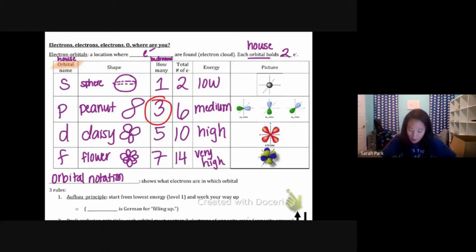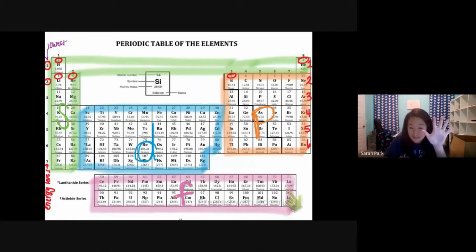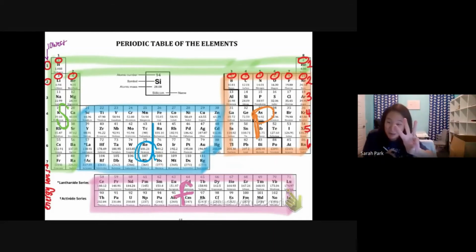So where do the other electrons live then? So electron 5 lives in the P house. Electron 6 lives in the P house. 7 lives in the P house. 8 lives in the P house. 9 lives in the P house, and 10 lives in the P house. So 6 electrons can live inside a P house because it has 3 bedrooms. Each one can fit 2, right? Are you starting to understand?